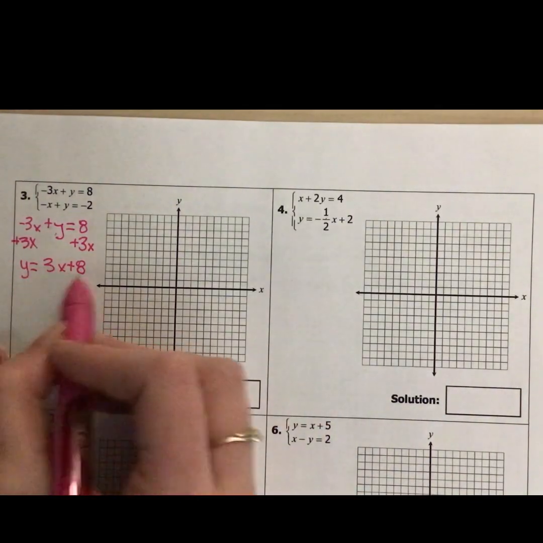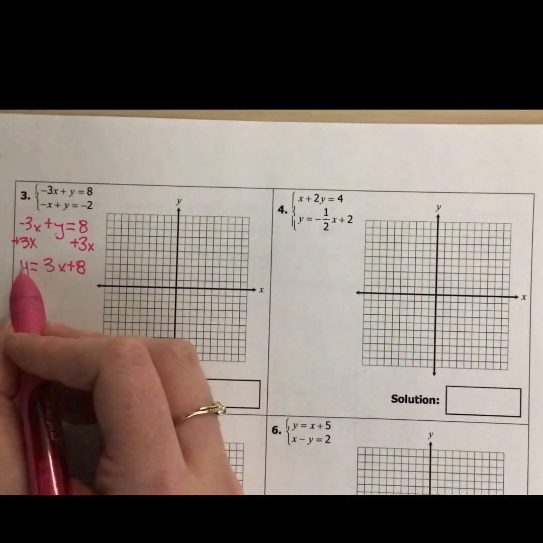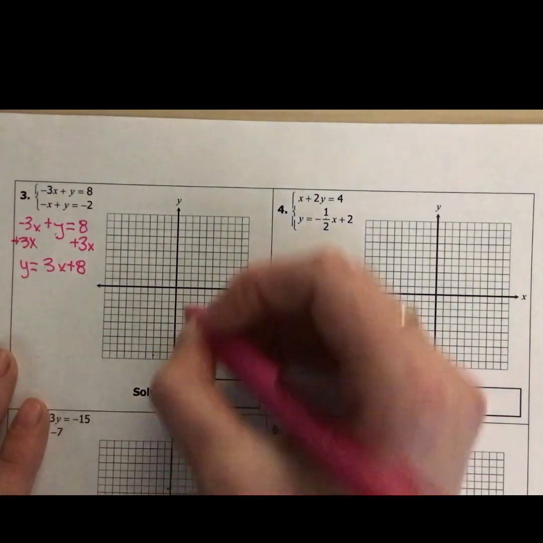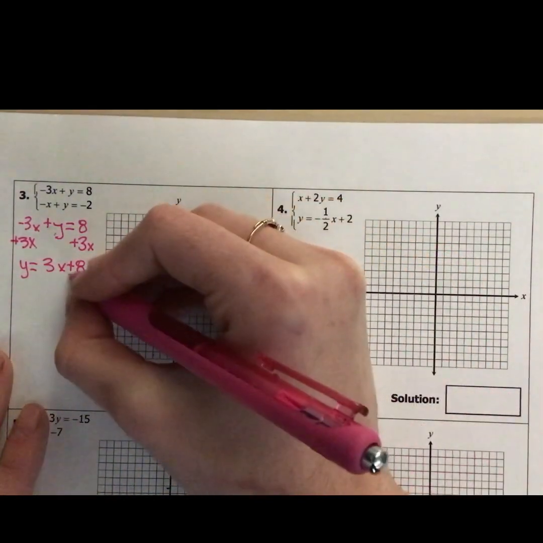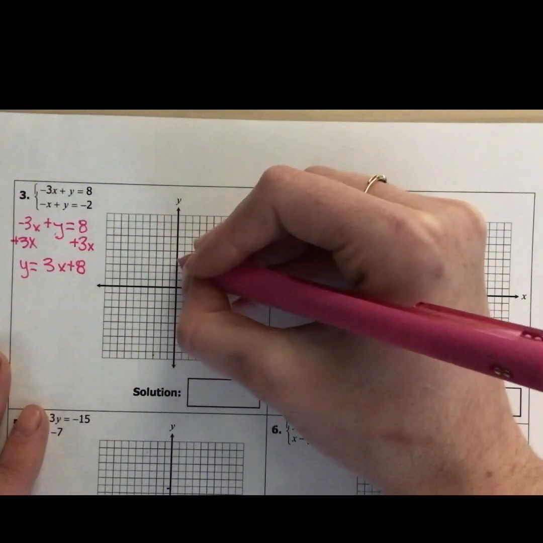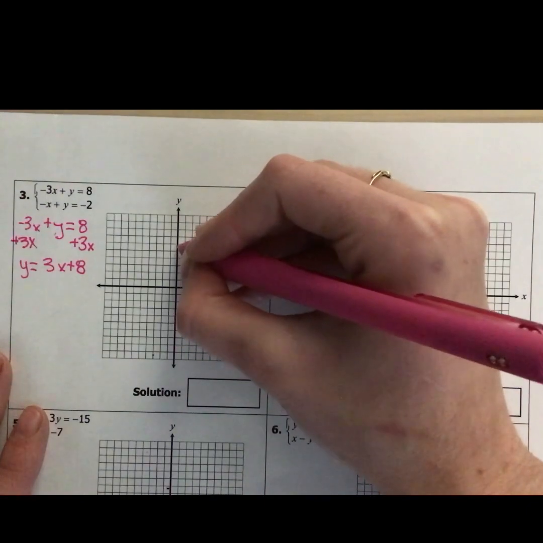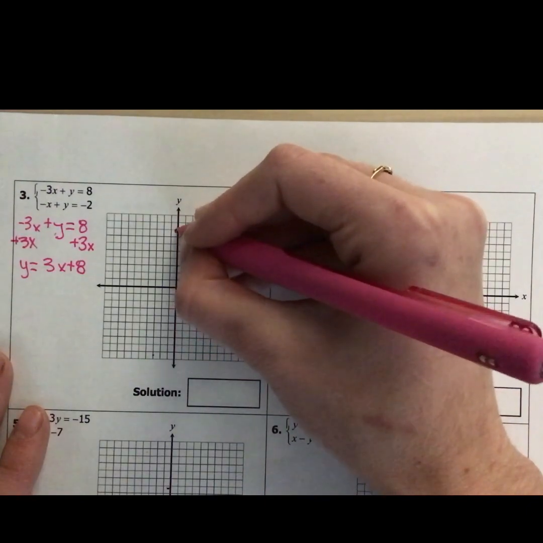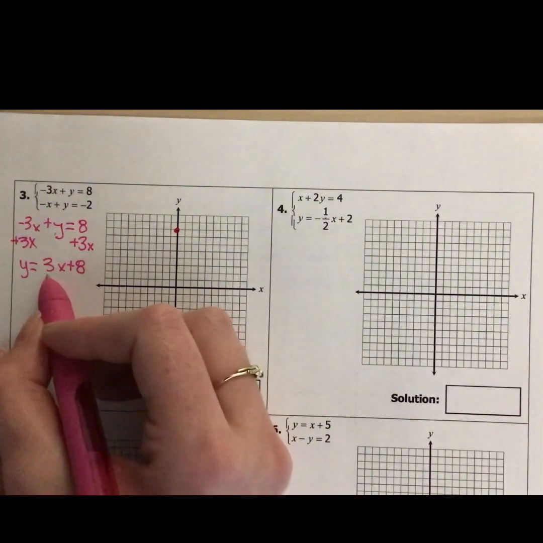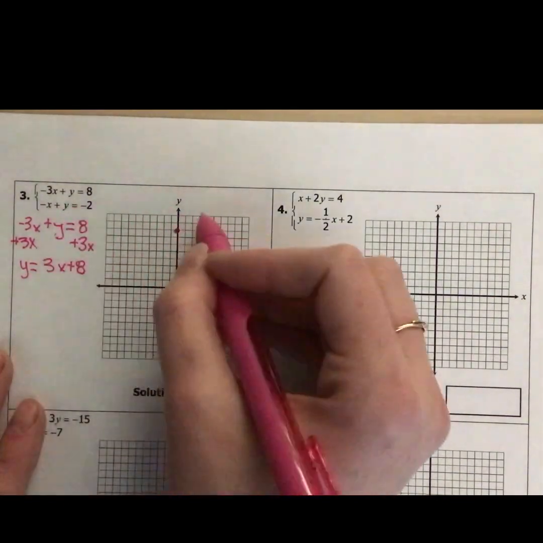Well, I've now solved this equation. I have y all by itself, and there's only one y. So that means that I can go ahead and graph this equation. I'm going to go up 8 because that's what my y-intercept tells me. That plus 8 means I go up 8 points. And my slope tells me I'm going to go up 3 for every one I go to the right.